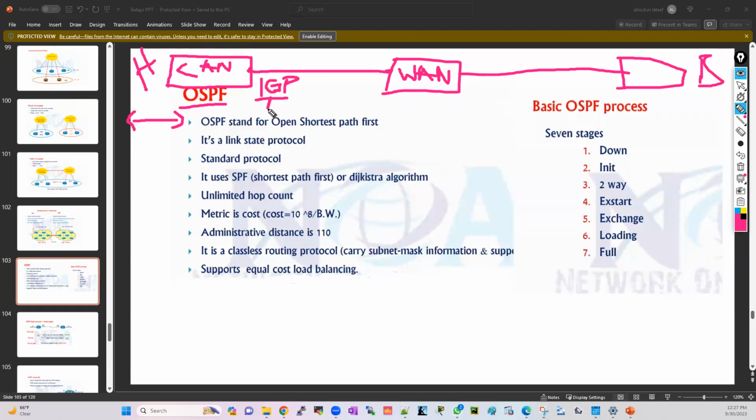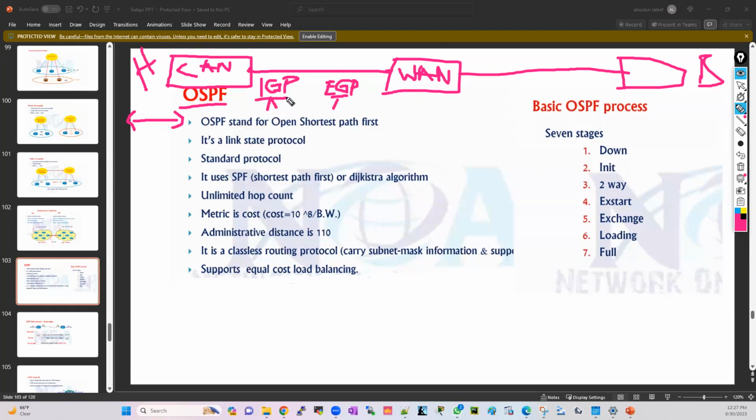Before we start differentiating between types, we talk about IGP and EGP. When we talk about EGP, we mention exterior gateway protocol. That's where we talk about BGP. But today, we are going to talk much about OSPF.